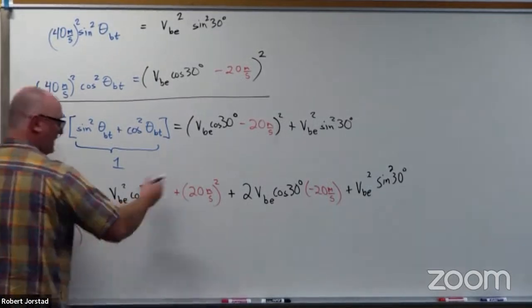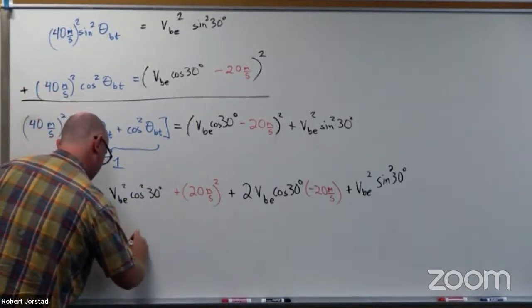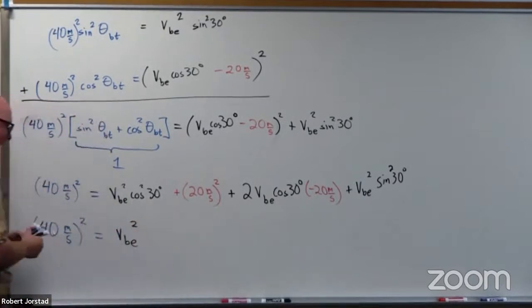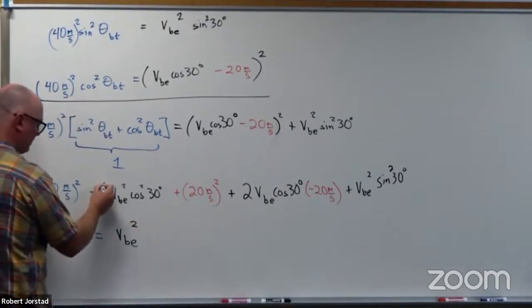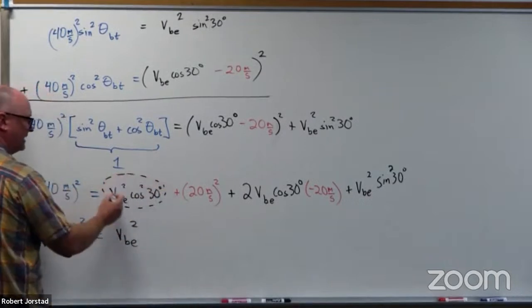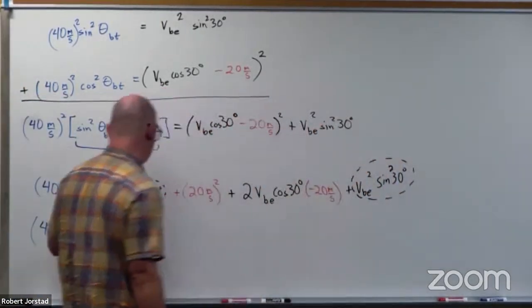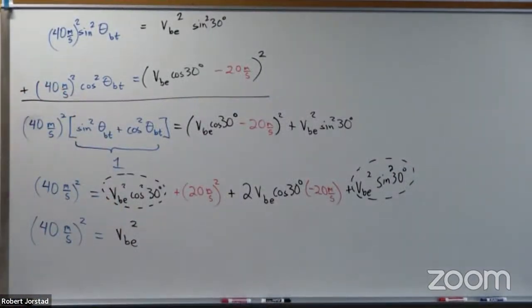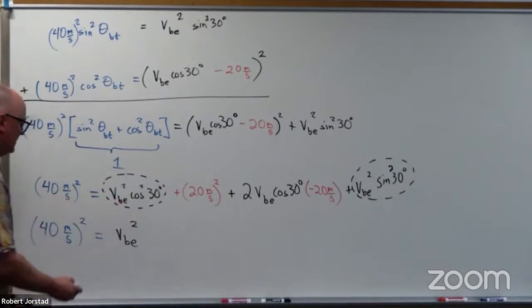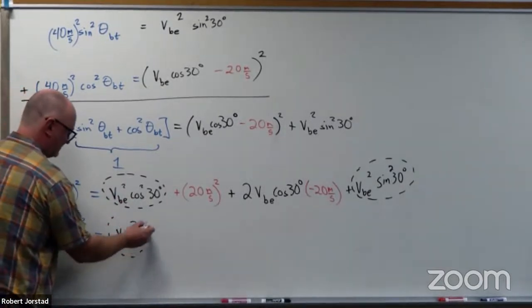So you end up getting equals, I get that comes from this term and this term. Take a second to believe that. VBE squared, cosine squared plus sine squared, that's a 1, right? Do you see that? I hope so. That's where this term came from.